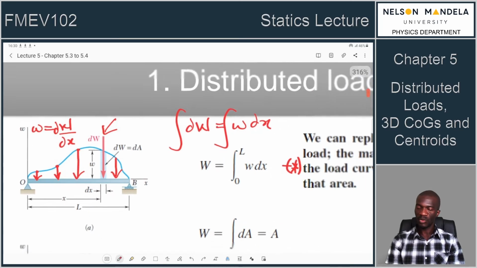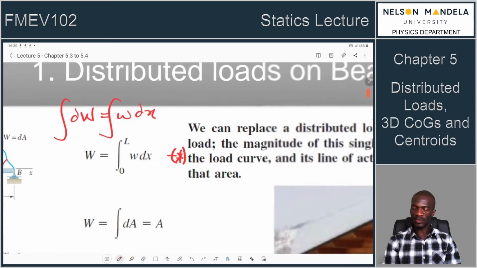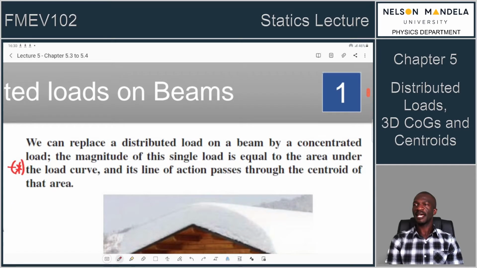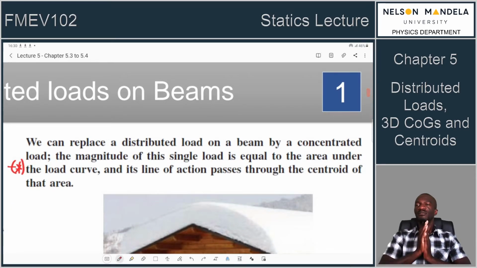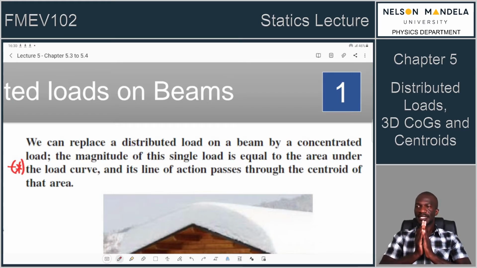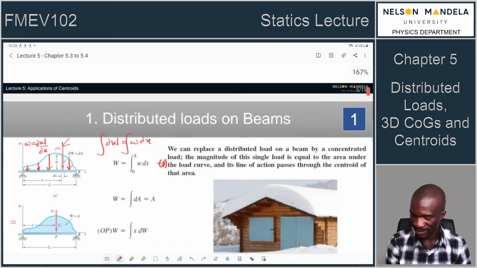So there we will now have a total weight. Now, if you look at this setup, there is a very important statement here that we can make use of in the first principle on distributed loads. It states that we can replace a distributed load on a beam by a concentrated load. The magnitude of this single concentrated load is equal to the area under the load curve, and its line of action passes through the centroid of the area.